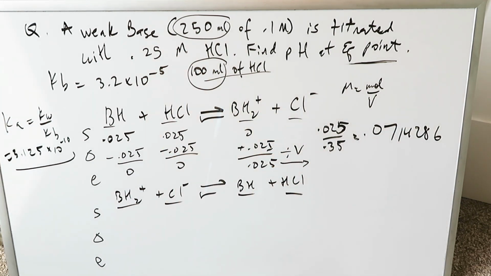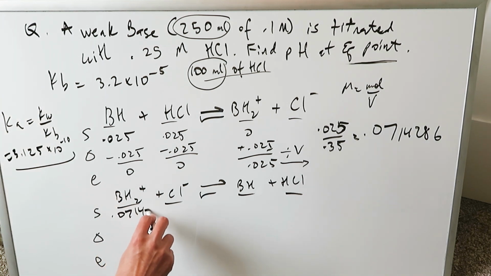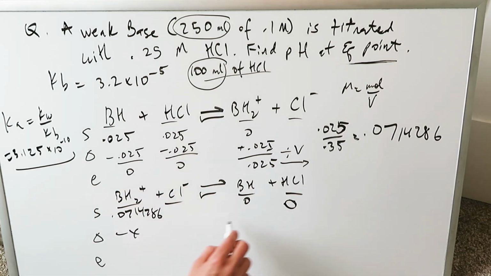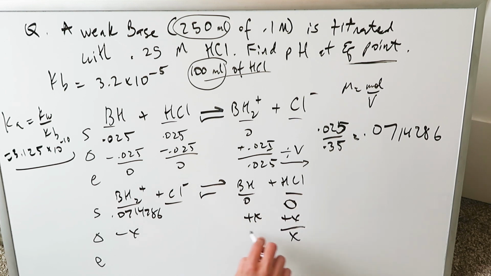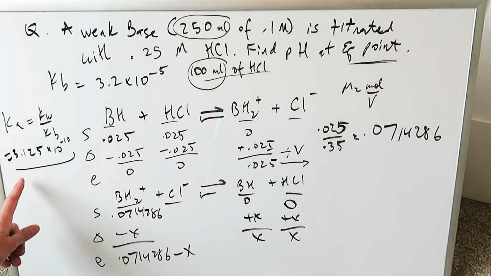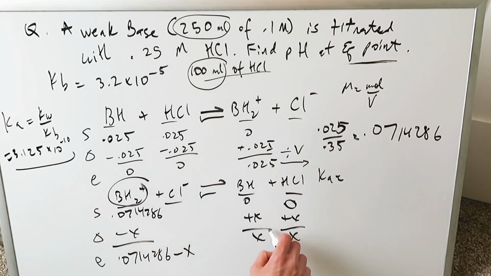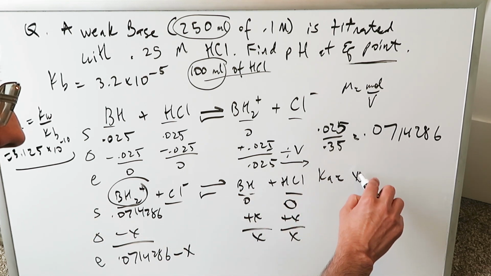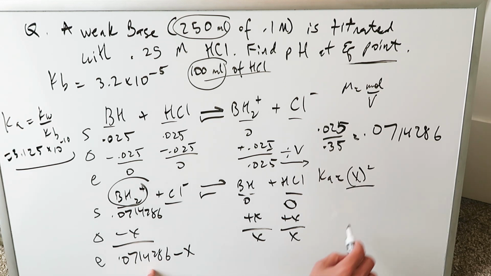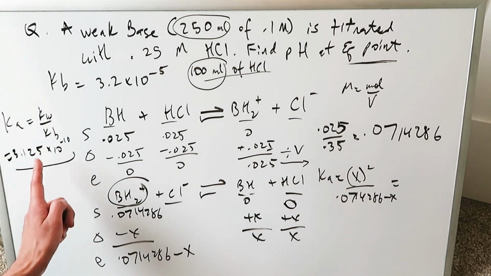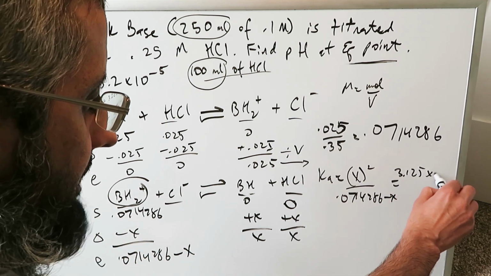You have 0.0714286 molar of this conjugate acid. You have 0 of these, as you see. You're going to decrease this by x, and increase these by x, so these will be x, this will be x, and this will be 0.0714286 minus x. Now, since you're dealing here with a conjugate acid, you'll do your acid dissociation. You have x times x, which is x squared, divided by 0.0714286 minus x, equal to your Ka, which is 3.125 times 10 to the minus 10.